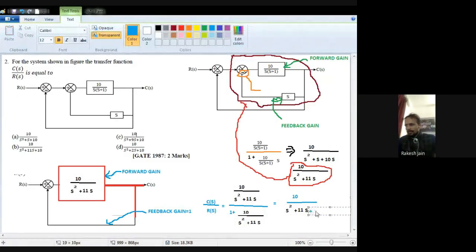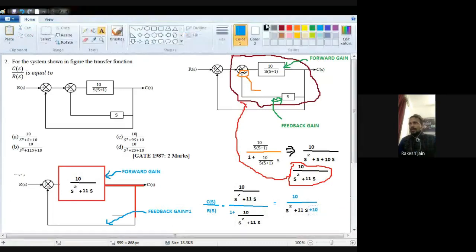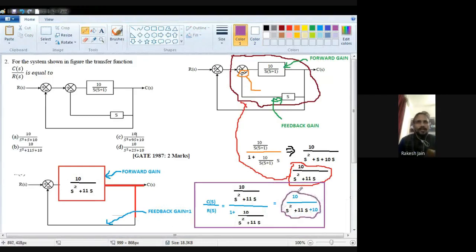Yes. So this will be my final answer because now the block is totally reduced. So what is my answer? Seen in purple color I just mentioned, my final answer is this one. So my answer is 10 upon s square plus 11s plus 10. B is my correct answer.